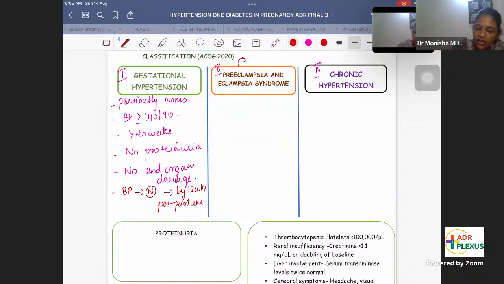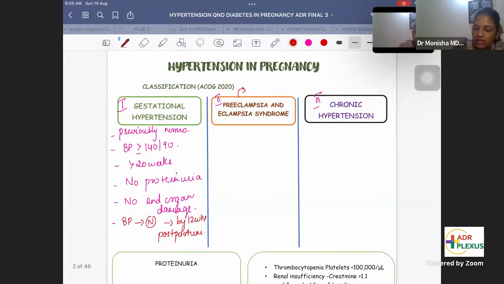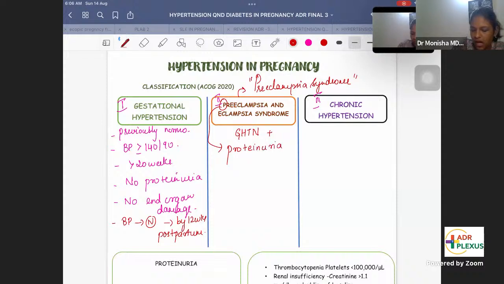As I already told, there are a lot of changes. One such change is that preeclampsia is labeled as preeclampsia syndrome. When I say preeclampsia syndrome, this is a pregnancy specific syndrome that will affect each and every organ. So under this, when I say preeclampsia, you have the same components of gestational hypertension. What else is making it different from gestational hypertension? Remember P for P, that is proteinuria, and also end organ damage.